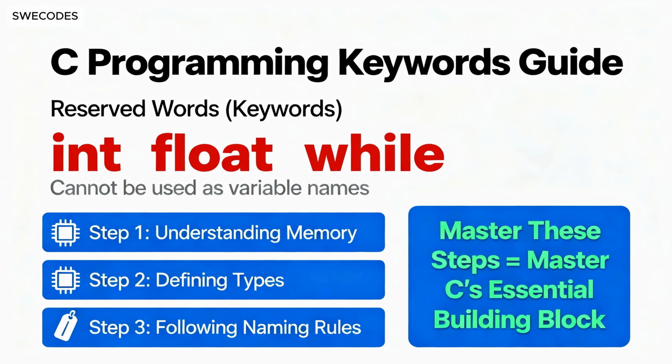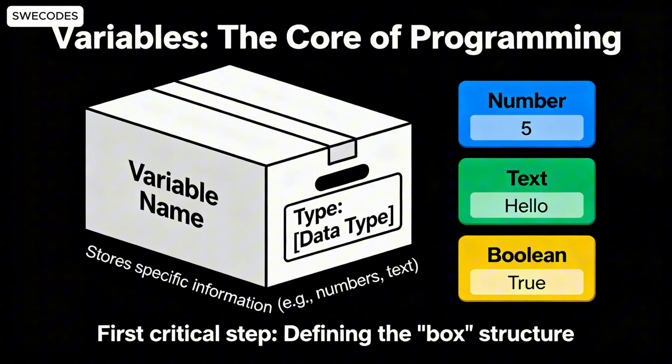Every single useful program, from a simple mobile app to a complex operating system, runs on one core concept: storing information. Get this concept wrong, and your entire program fails before it even starts. We're talking about variables. Think of a variable as a labeled empty box, ready to hold one specific type of thing. Building this box is the first critical step: declaration.